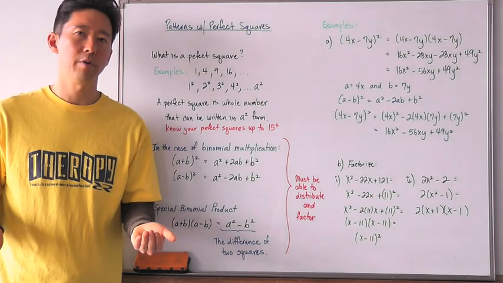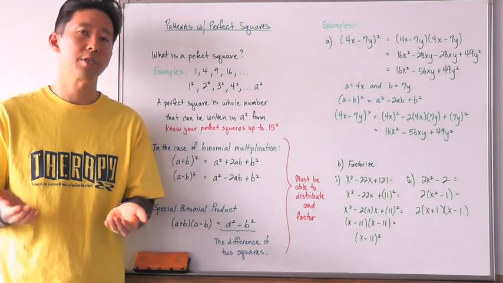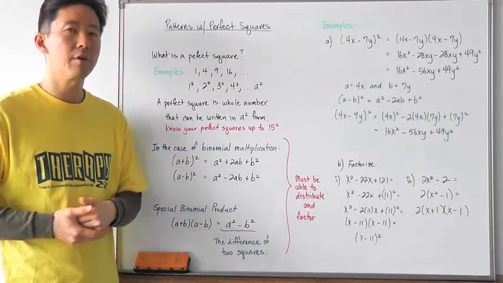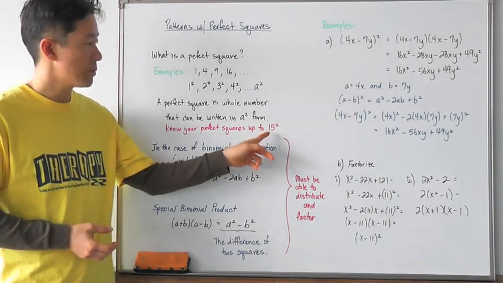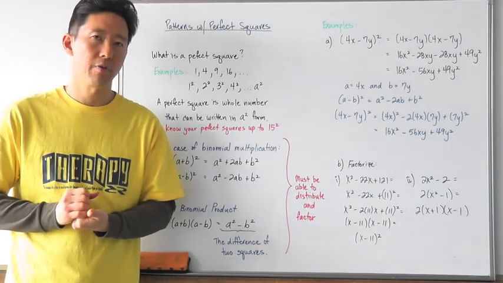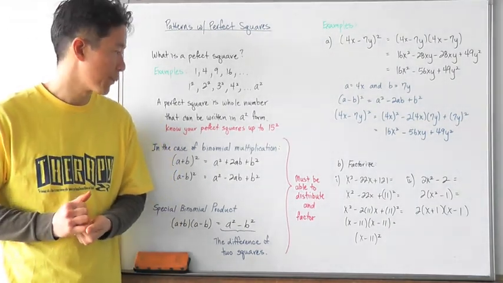Now, we want to know your perfect squares up to 15 squared. So for example, do you know what 14 squared is? Do you know what 13 squared is? Sometimes people don't, but it's going to be to your advantage to know all the way up to 15 squared for the purposes of factoring as well as for the purposes of distribution.